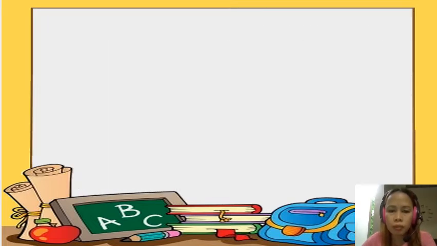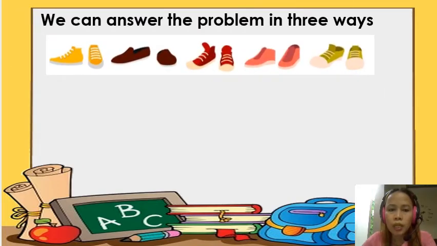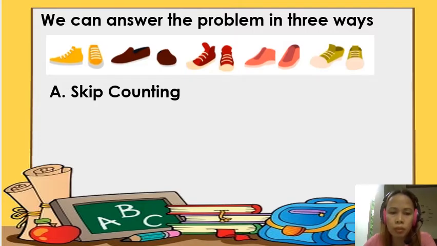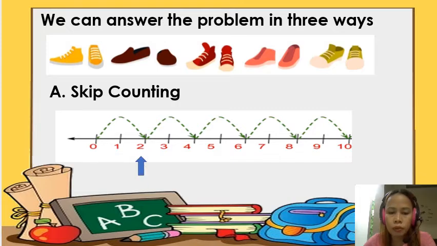Okay, now let's solve the problem. We can answer the problem in 3 ways. The first one is by skip counting. We can do skip counting by twos. Okay, count with me. 2, 4, 6, 8, 10. There are 10 shoes altogether. The answer in the problem is 10.